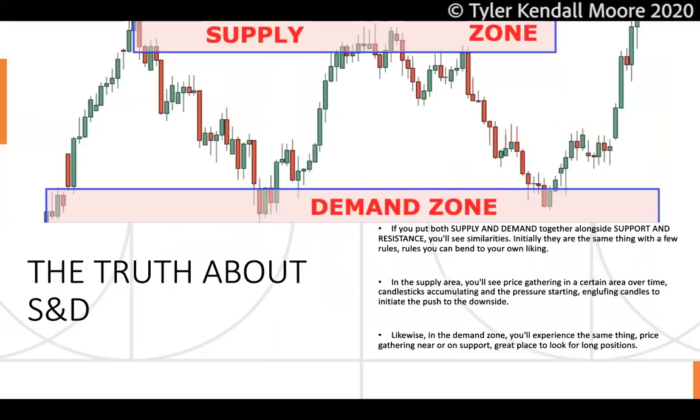In the supply area, you'll see price gathering in a certain area over time, candlesticks accumulating, and then the pressure starting, with engulfing candlesticks initiating the push to the downside. Sometimes you'll see those engulfings push to the downside. Sometimes they're just Marubozu, spinning tops, small little candlesticks until it gets to its destination. But you really just have to trade what you see. Likewise, in a demand zone, you will experience the same thing. Price gathering near or on support. Great place to look for long positions.